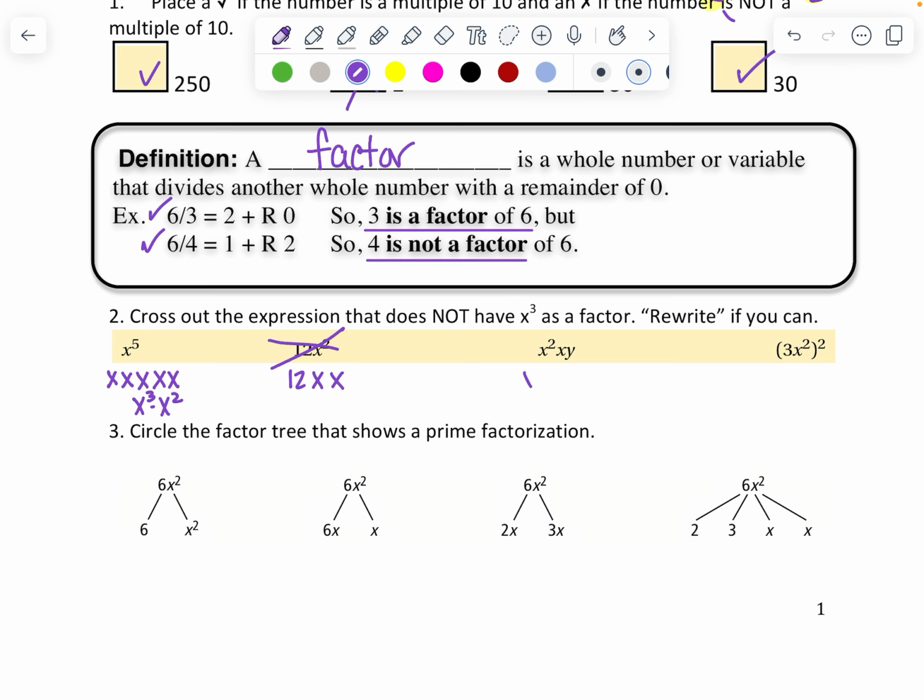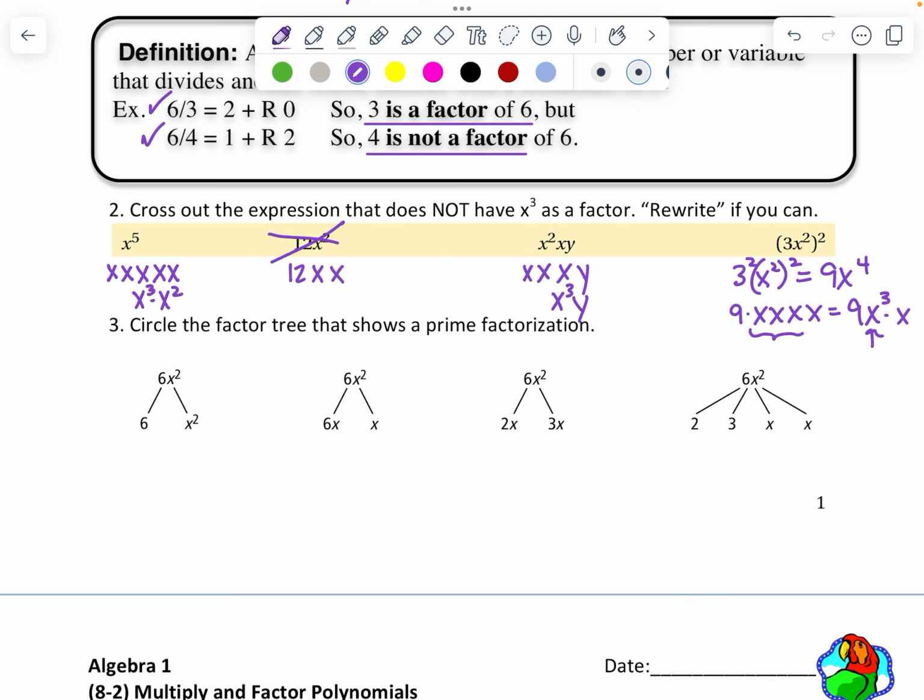But if we rewrite this one, we have x times x times x times y. So this is x cubed times y. And so that one has it as a factor. X cubed is a factor of that one, x cubed times y. And then we have this last one that's going to be 3 squared x squared squared, and you guys know that that's 9x to the 4th. So if we take this one, we get 9 times x times x times x times x. So these 3 factors are the x cubed, so it's 9x cubed times x. So there it is, it is a factor.